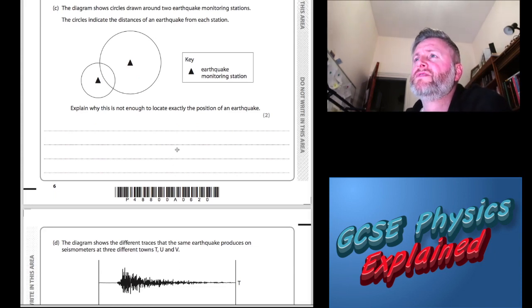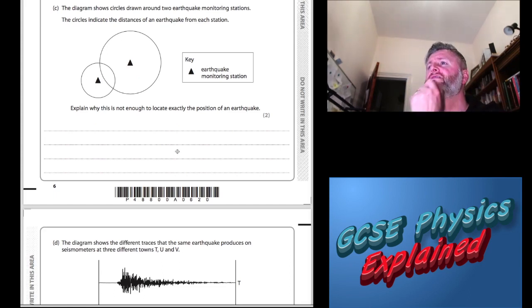C. The diagram shows circles drawn around 2 earthquake monitoring stations. The circles indicate the distances of an earthquake from each station. Explain why this is not enough to locate exactly the position of an earthquake. So the position of the earthquake could be anywhere where the circles intersect. So it could be here or here. What we need is a third circle.